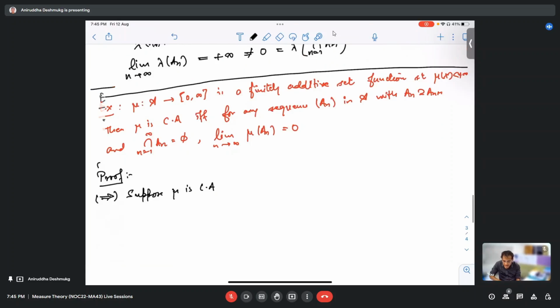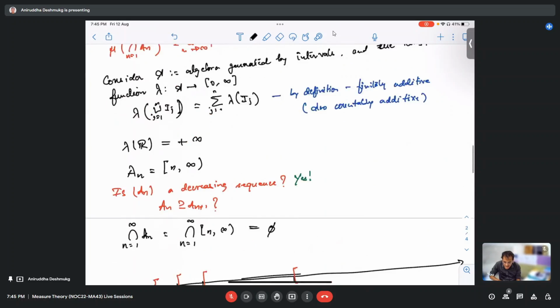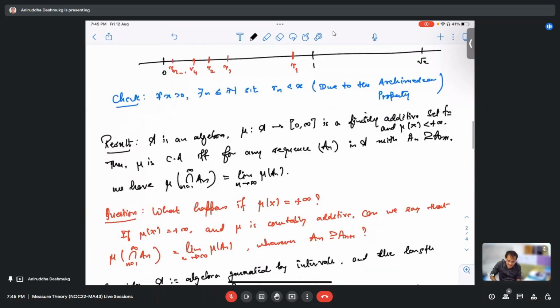Let us look at the previous result. What it said was that if mu of x is finite, then mu is countably additive if and only if for any decreasing sequence, the measure of the intersection of An is the limit of the measure of An. So here this intersection of An is empty, right?